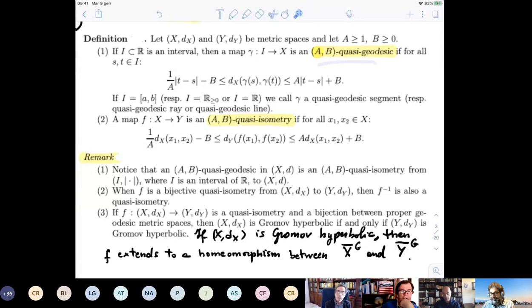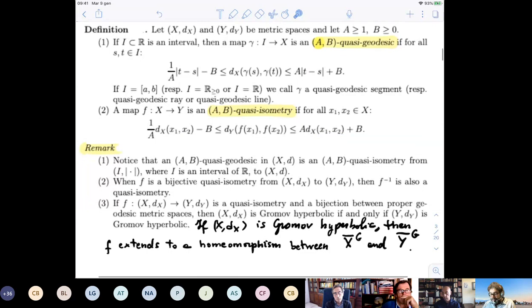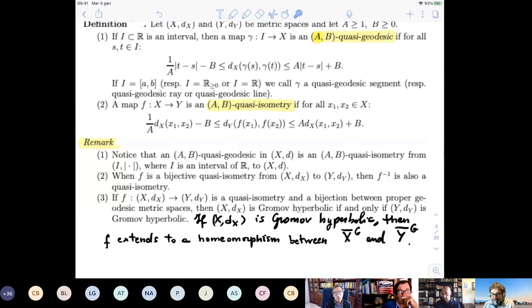But as it turns out, as I hope to show you, it's going to be really a strong definition. A second one: if I have a map from X to Y, this is an (A,B) quasi-isometry if it does exactly as before, except that now instead of taking the metric on the Euclidean line, I'm just taking the metric in the first space X. Okay, some remarks: an (A,B) quasi-geodesic is just an (A,B) quasi-isometry from I, this real interval, into the space (X,d).